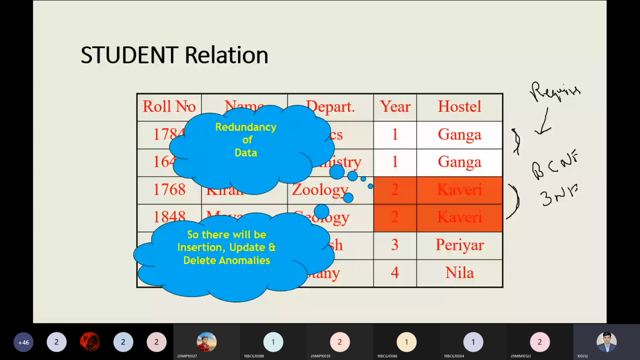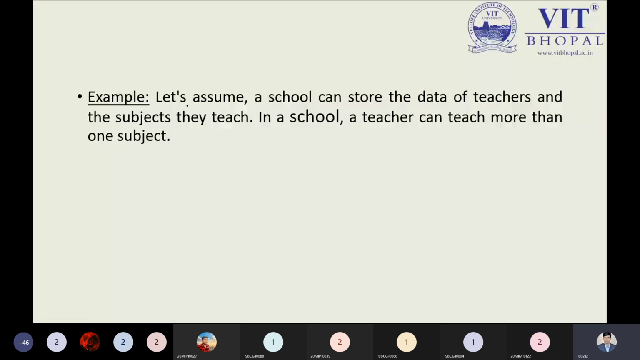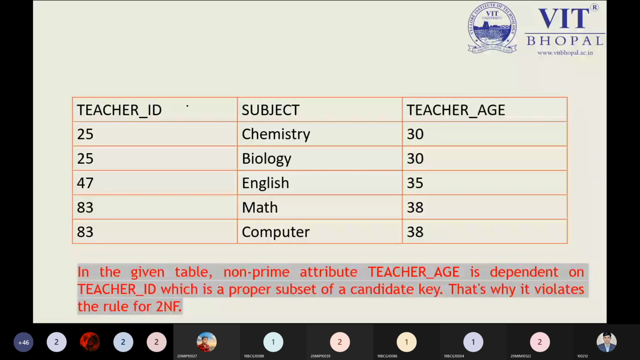So let us see one more example. I'm just sharing one more example over here, and I'm expecting the people to speak the answer properly. So let us assume a school can store the data of the teachers and the subjects they teach. In a school, a teacher can teach more than one subject. So this is the relation we have: teacher ID, subject, and teacher age. So in the given table, the non-prime attribute teacher age depends on the teacher ID, which is a proper subset of the candidate key.